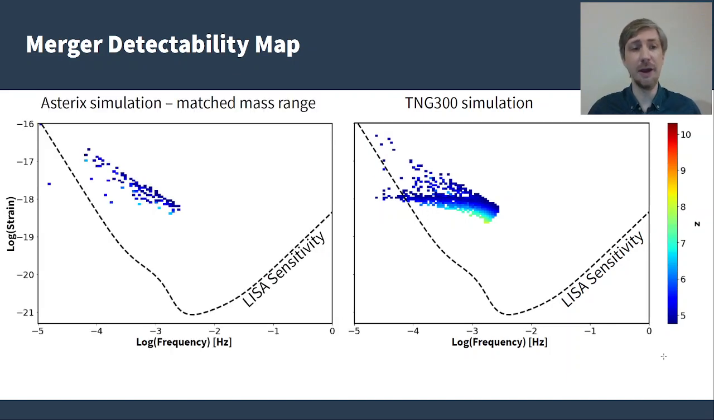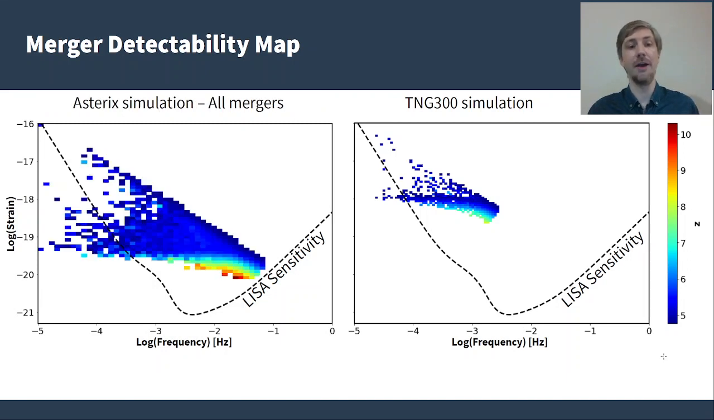We can compare this to Asterix, again only considering the mergers that are resolved with TNG, and we see far fewer mergers, as we've seen in the previous panels. But if we don't limit ourselves to this high mass scale where TNG includes the black holes, and we actually have all of the Asterix mergers, we see that we fill in much more of the LISA sensitivity range. So we have a lot more mergers that we would expect to see once you start including these low masses.